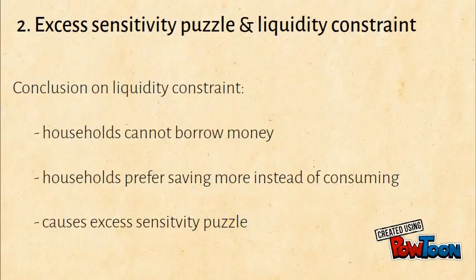So for households facing liquidity constraint, they could not borrow money and they prefer saving more instead of consuming. There is a causal relationship between the excess sensitivity puzzle and liquidity constraint. Liquidity constraint is a cause of the puzzle.